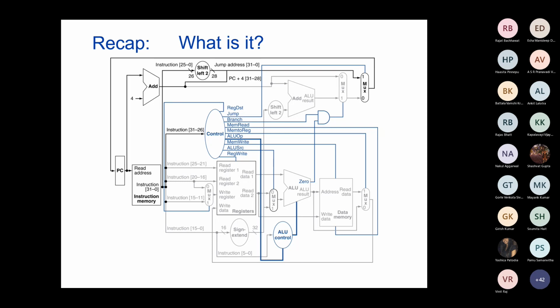So can you recall what kind of instructions can be executed by this primitive processor? What are the instructions that are implemented here? R type and load store instruction. Load store, R type, and branch. Branch and jump. Isn't so?